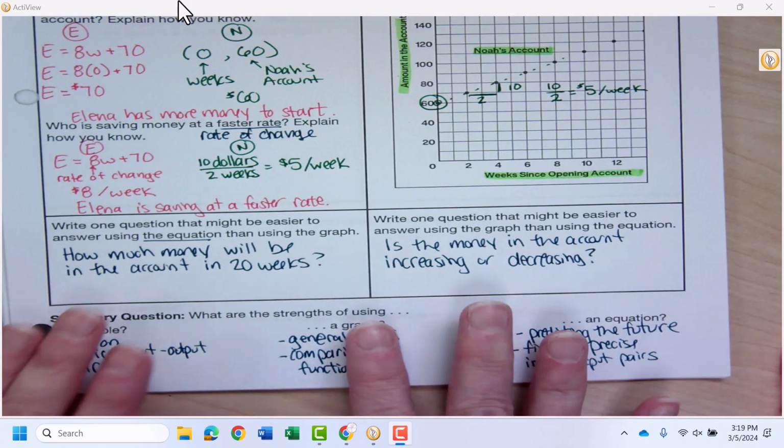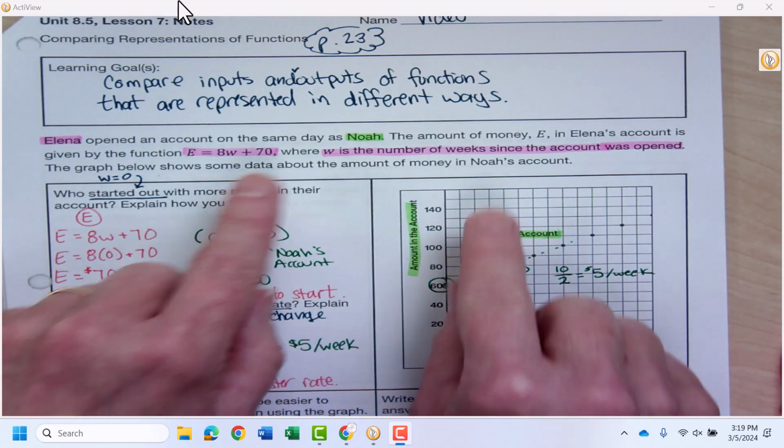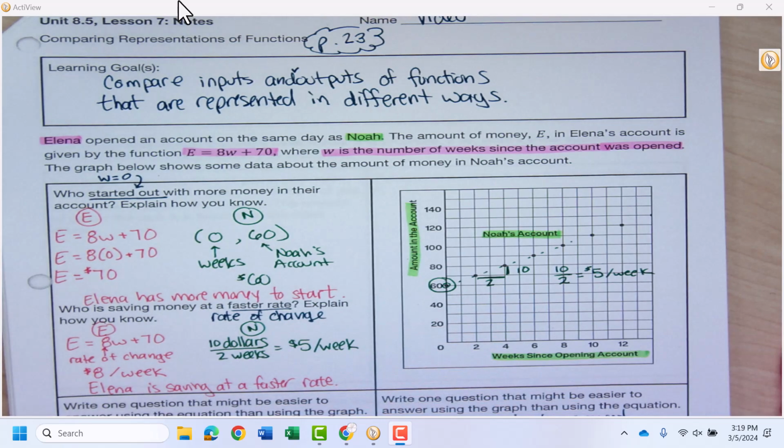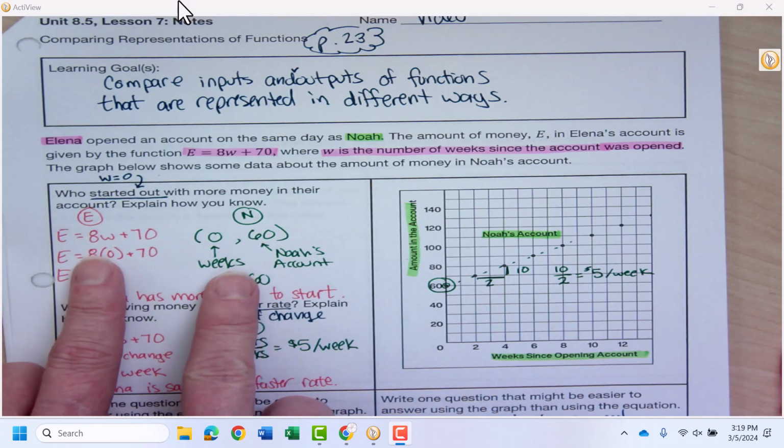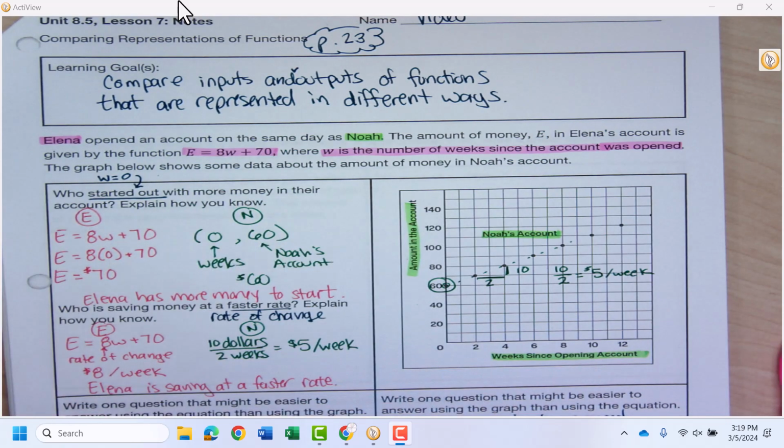So those are some of the benefits of different kinds of representations of functions. And as long as we have the same variables that we're working with in both representations, you can compare different people or different situations, even if the representation of that function is different.